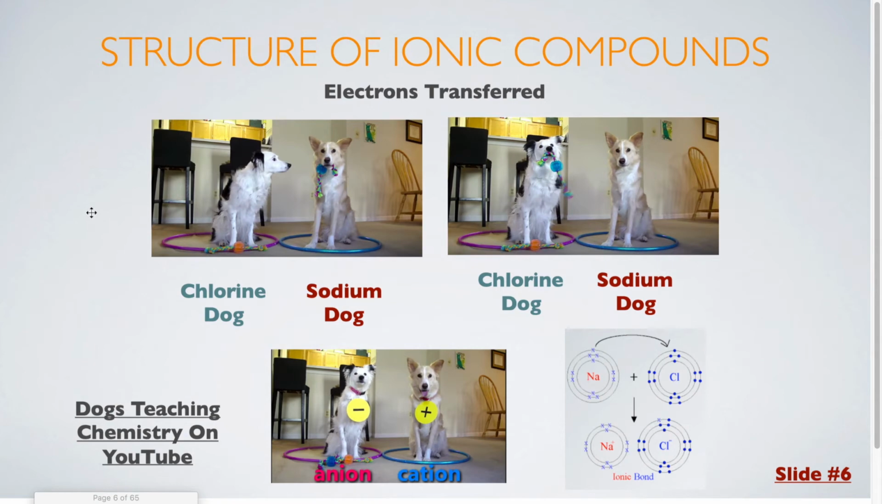On this slide, we have some pictures from the Dogs Teaching Chemistry video, which will be assigned in class. In this picture, each one of the dogs is representing an atom. The dog on the left is chlorine, the dog on the right is sodium. Chlorine is a very electronegative element, so in this example, the dog on the left really wants the toy that the dog on the right has. That toy is transferred over to the dog on the left, and the result are two ions, an anion being our negative charge and a cation representing our positive charge.